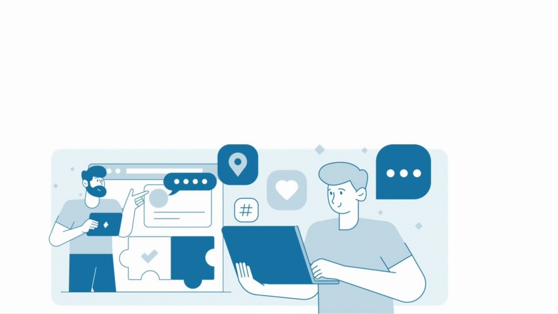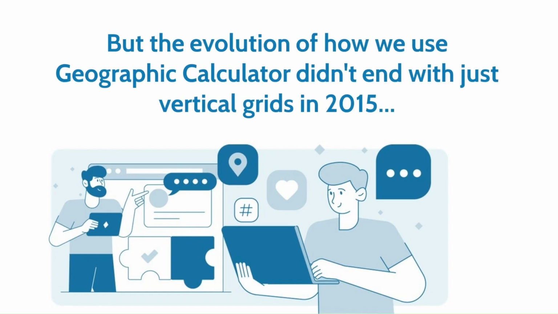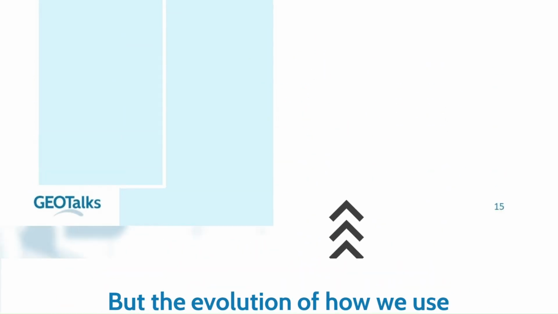And this is one of the reasons why Geographic Calculator has evolved in its use and popularity at our company over the years. What started as a handful of people using it prior to 2015 has now grown relatively company-wide because it can do everything they needed to do coordinate transformation-wise. But the evolution of Calculator didn't just end there with the vertical grids in 2015. There's been other things to help make it more popular over the years.